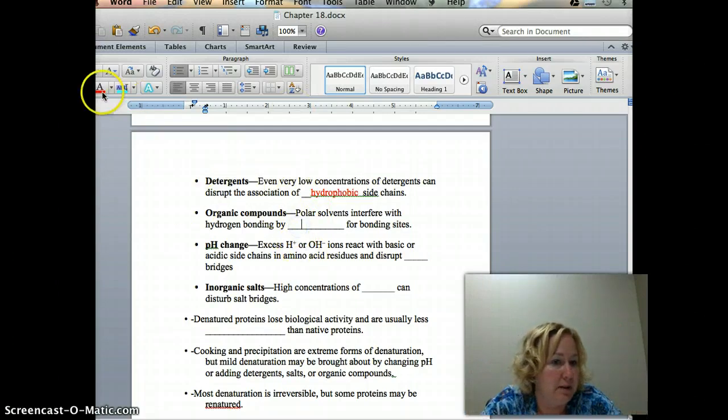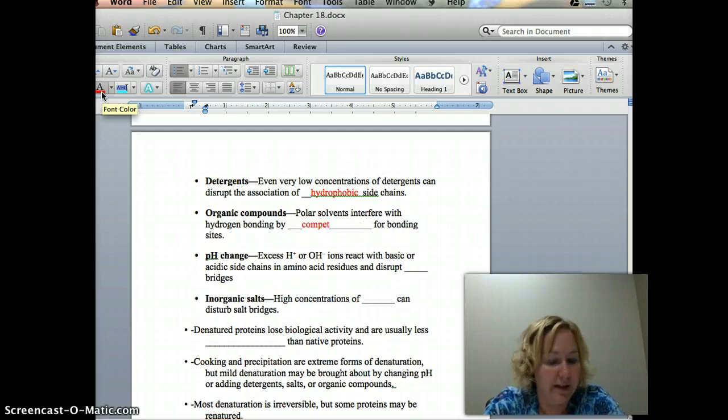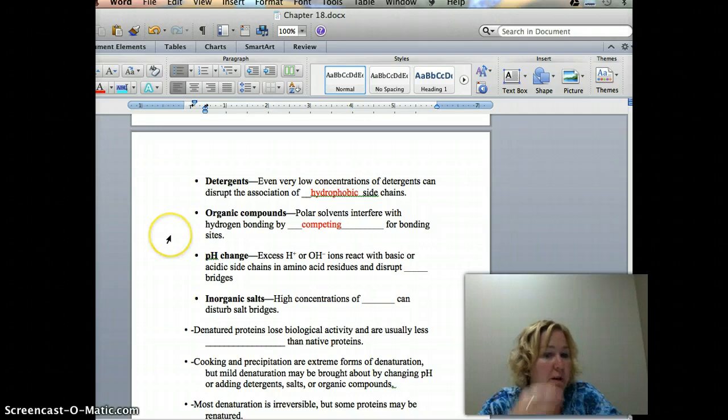Okay, organic compounds, another super fun way. You can actually compete for the binding sites. These polar solvents interfere with the hydrogen bonding. It's all about hydrogen bonding, and they're actually competing for those bonding sites. So they're outcompeting the water.